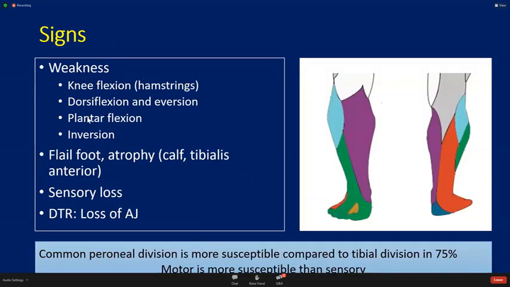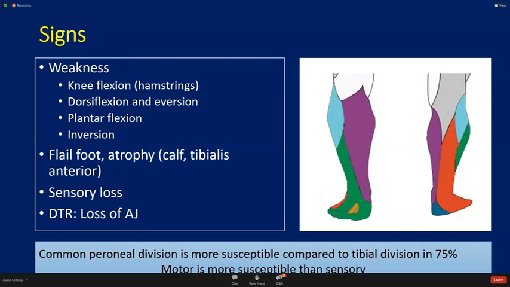So in addition to weakness of all the foot muscles, there is weakness of knee flexion, that is the hamstring muscles. The sensory loss involves the entire region excepting the one which you see in violet, which is supplied by the saphenous nerve. Other than that, all the regions below the knee are affected and the ankle jerk is lost.